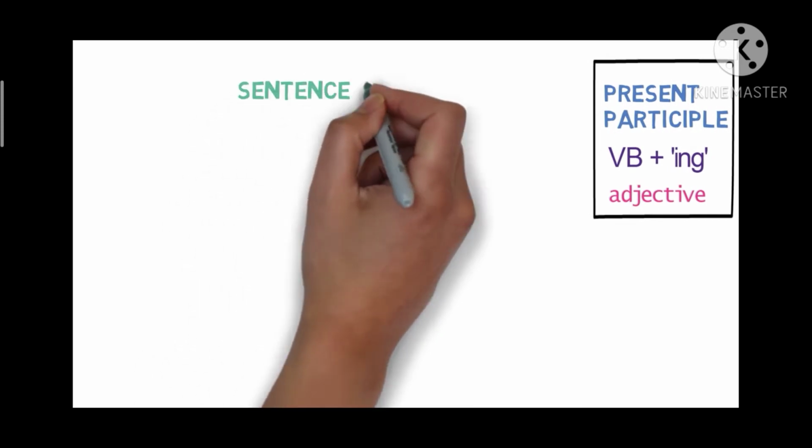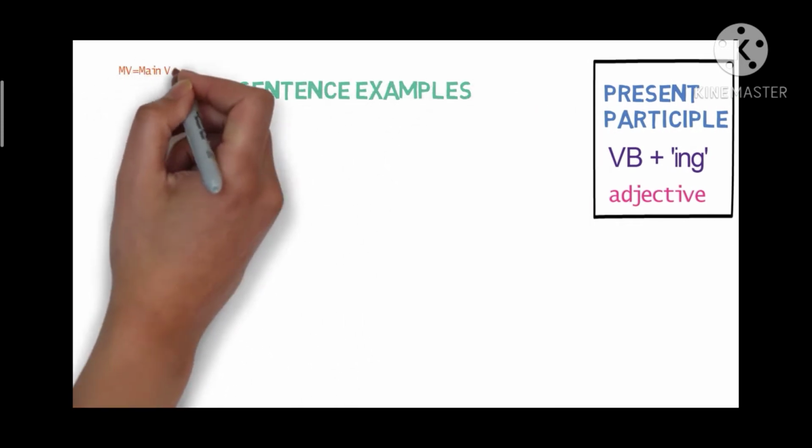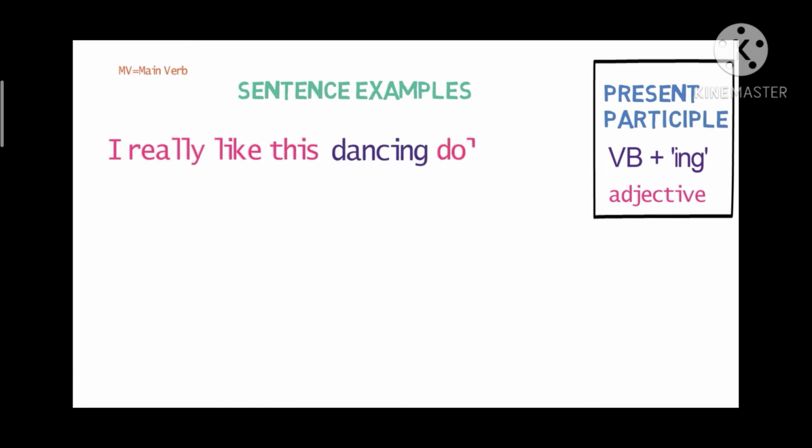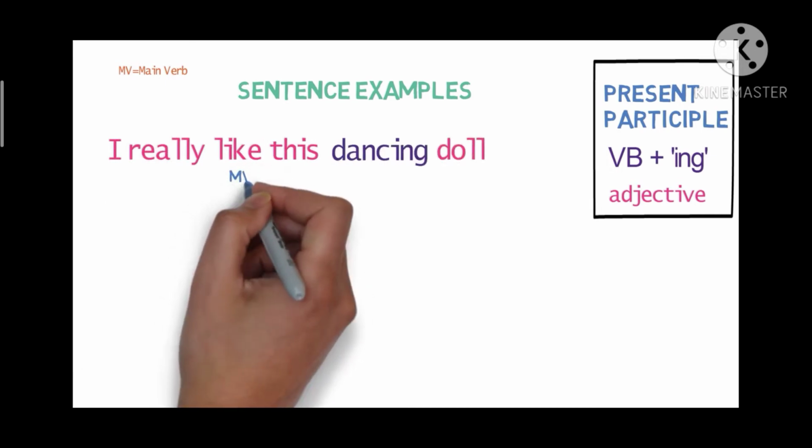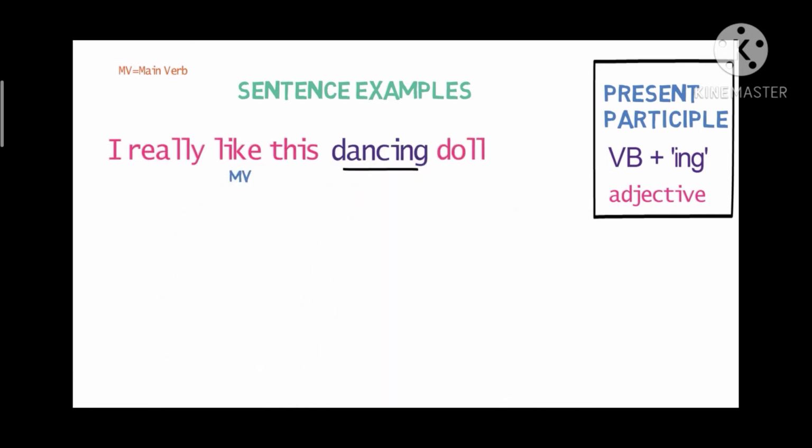Let's look into the sentence example of present participles. I really like the dancing doll. Here, main verb is like and dancing is secondary verb in ing form. As it is describing the doll, it functions as adjective in the sentence. And so, it behaves as present participle in the sentence.